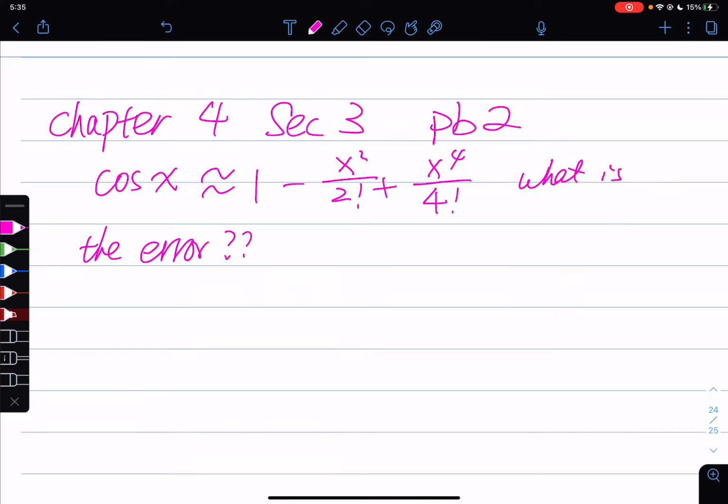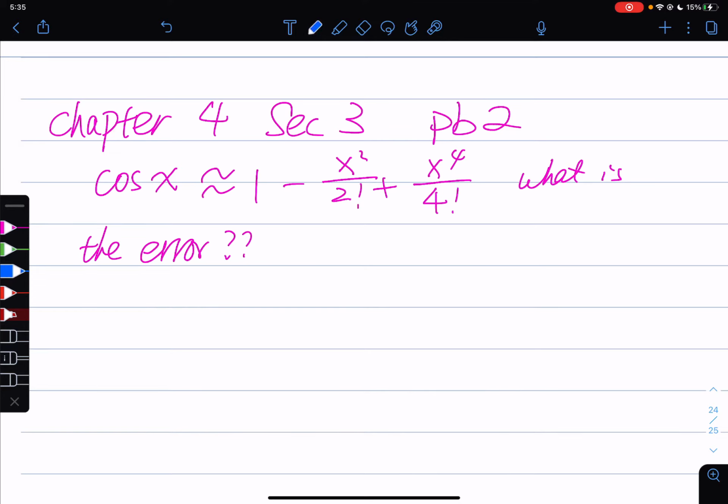For Chapter 4, Section 3, Problem number 2. The problem gives you a rough estimation of cosine x, which is clearly its Maclaurin series because it's centered at 0. And they want to know what exactly is the error for this type of estimation.